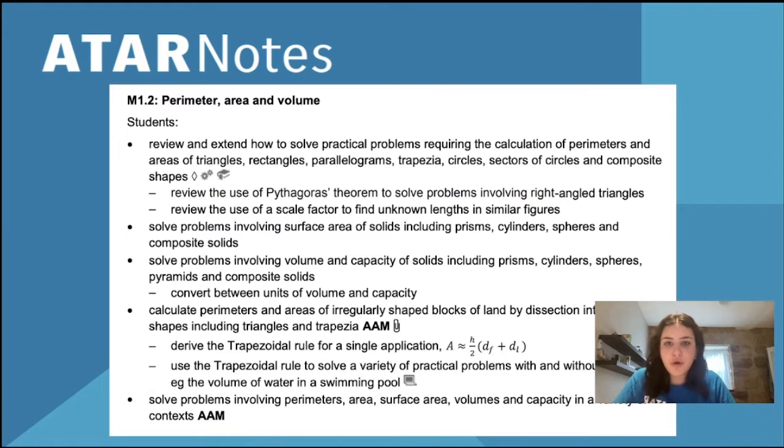We're looking at practical problems, Pythagoras, scale factor, surface area of solids, prisms, cylinders, spheres, and composite solids, volume and capacity of solids, same thing, units of volume and capacity, perimeters and areas of irregularly shaped blocks of land, the trapezoidal rule, and then just those variety of context questions. So how do we do this in a bunch of different ways in real life applications?